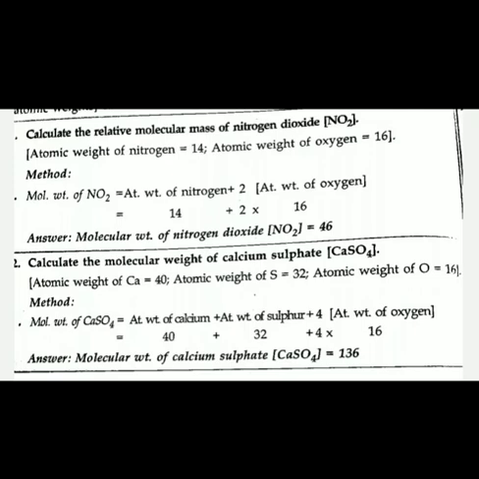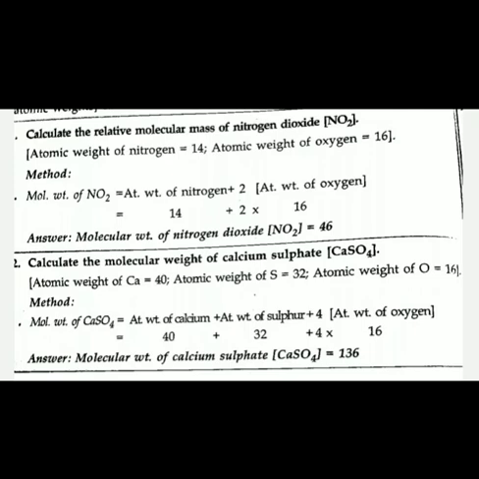Next question, calculate the molecular weight of calcium sulfate. So according to the formula, first what you write? First you write the formula, that is calcium sulfate, CaSO4. Then after you have to find out what? The number of atoms present in the molecule. Here you see calcium is how much? 1, sulfur 1 and oxygen 4.